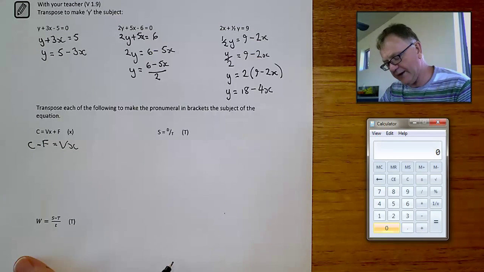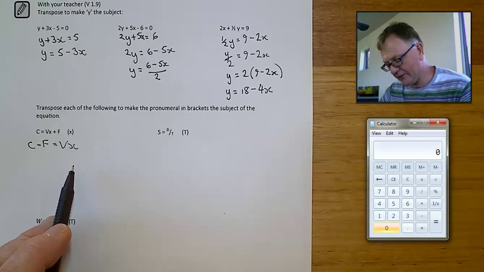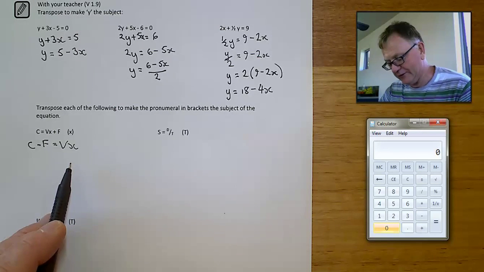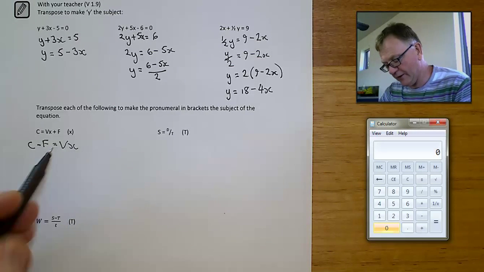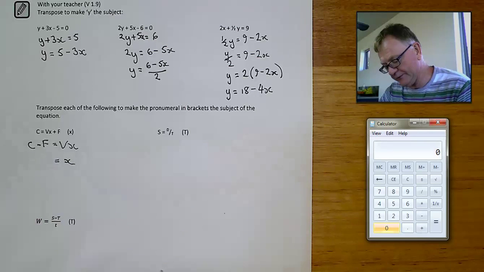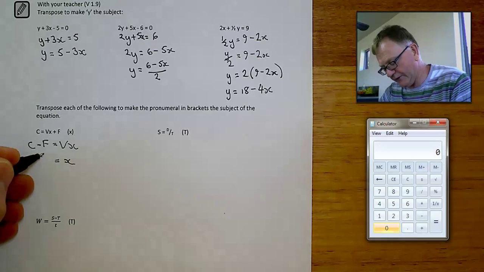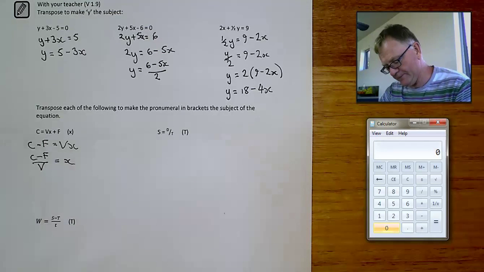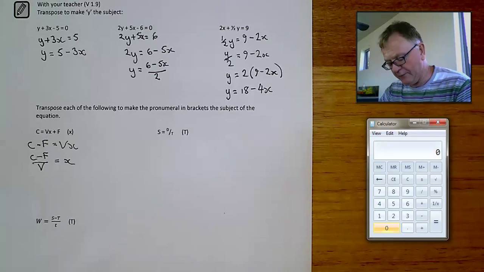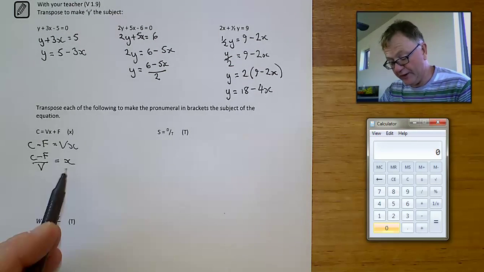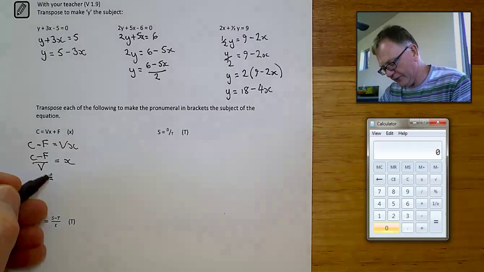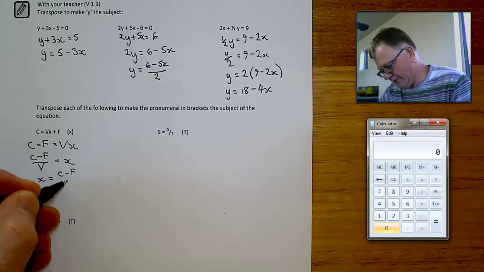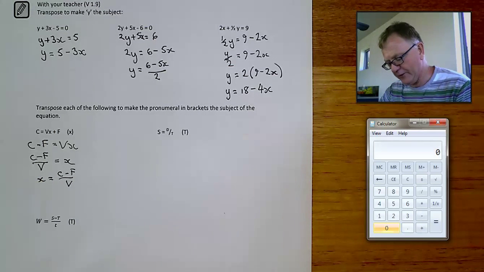I want to get x by itself, so I want to get rid of this v. At the moment it's v times x. So I want to do the opposite of timesing by v, which is dividing by v. If I divide this side by v, I will be left with just x, which is what I want. But I've got to divide the other side by v as well. Well, that's about it. At the moment, that is true. x is the subject of this equation, only we normally just swap it round. So we'll put our x first: x equals c minus f over v in our final answer.